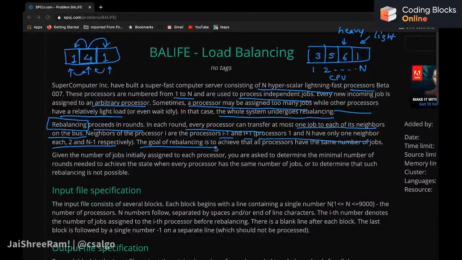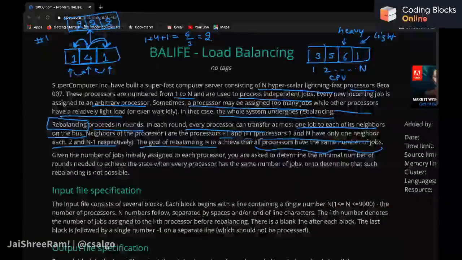The goal of the rebalancing is to achieve all the processors have same number of jobs. So firstly you have to check if it is possible to have equal number of jobs on every processor. For example, in this case, total number of jobs is 1 plus 4 plus 1, that is 6, and average number of jobs per processor should be 2. So after one round of rebalancing, what will happen? 4 will transfer one job to each of these processors, and you will see the state of the array will become something like this: 2, 2 and 2. So this is the goal of rebalancing.